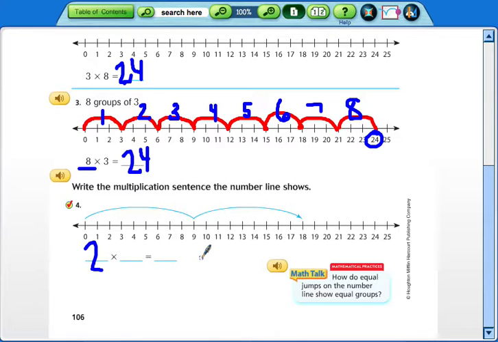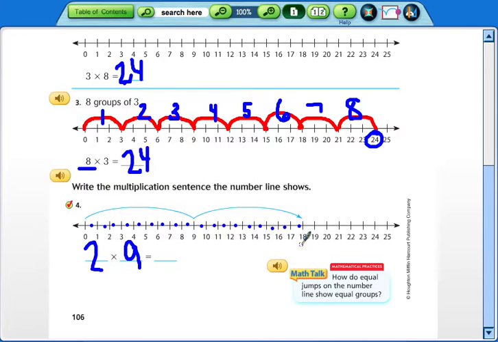Okay. My second number is going to be how many spaces in each jump. Let's count. 1, 2, 3, 4, 5, 6, 7, 8, 9. I got 9. You want to count this one just to make sure? There should be 9 here too. 1, 2, 3, 4, 5, 6, 7, 8, 9. Yep, okay. So our equation is 2 times 9.